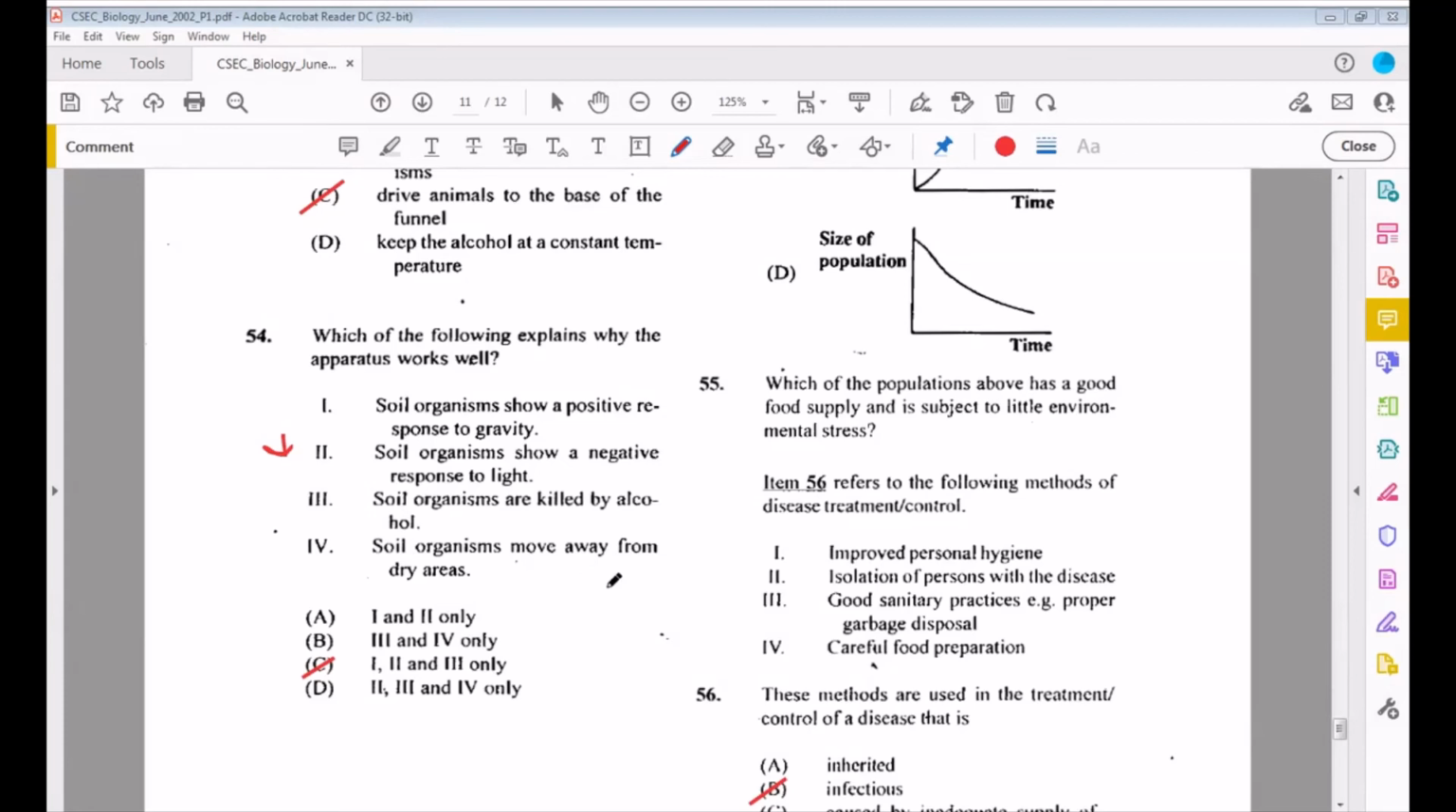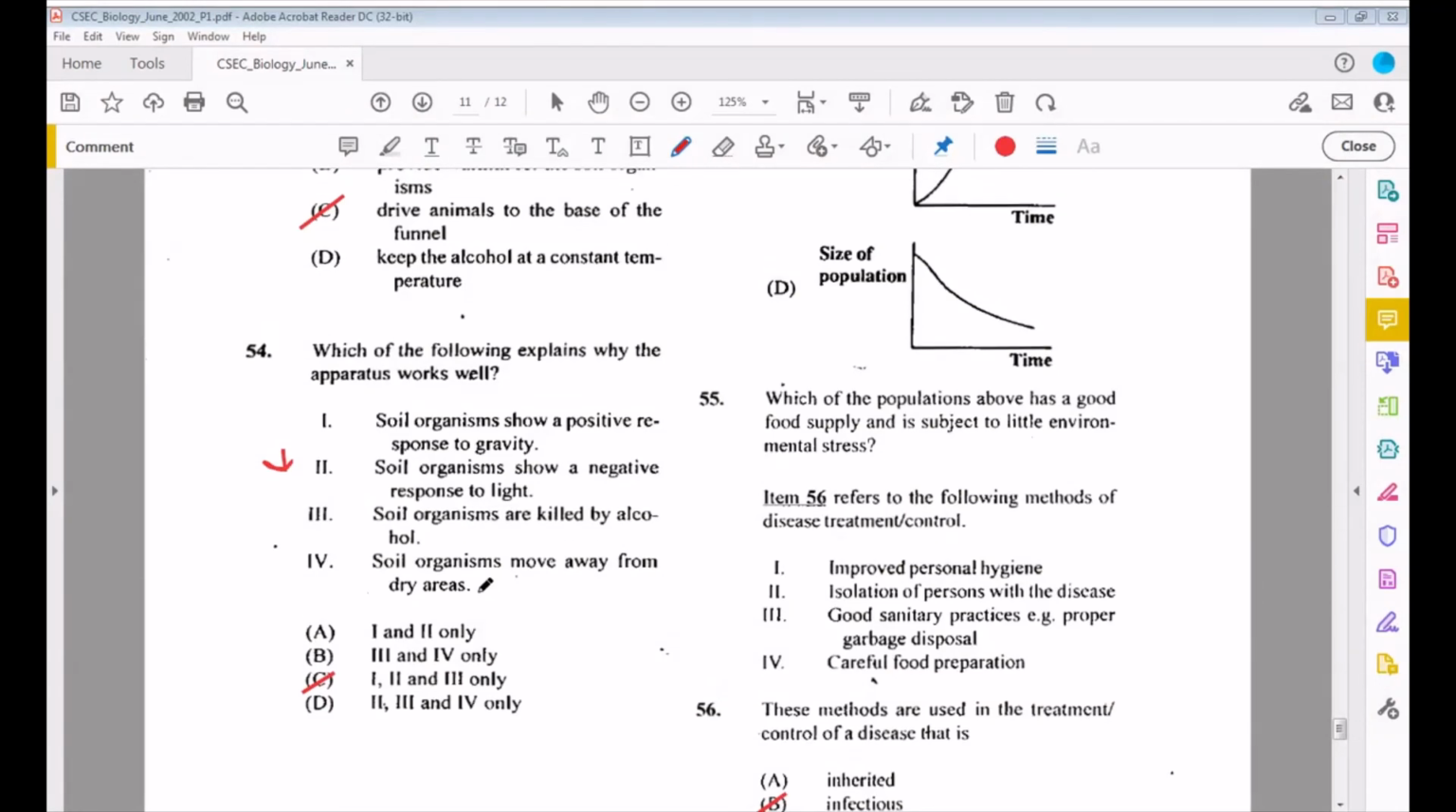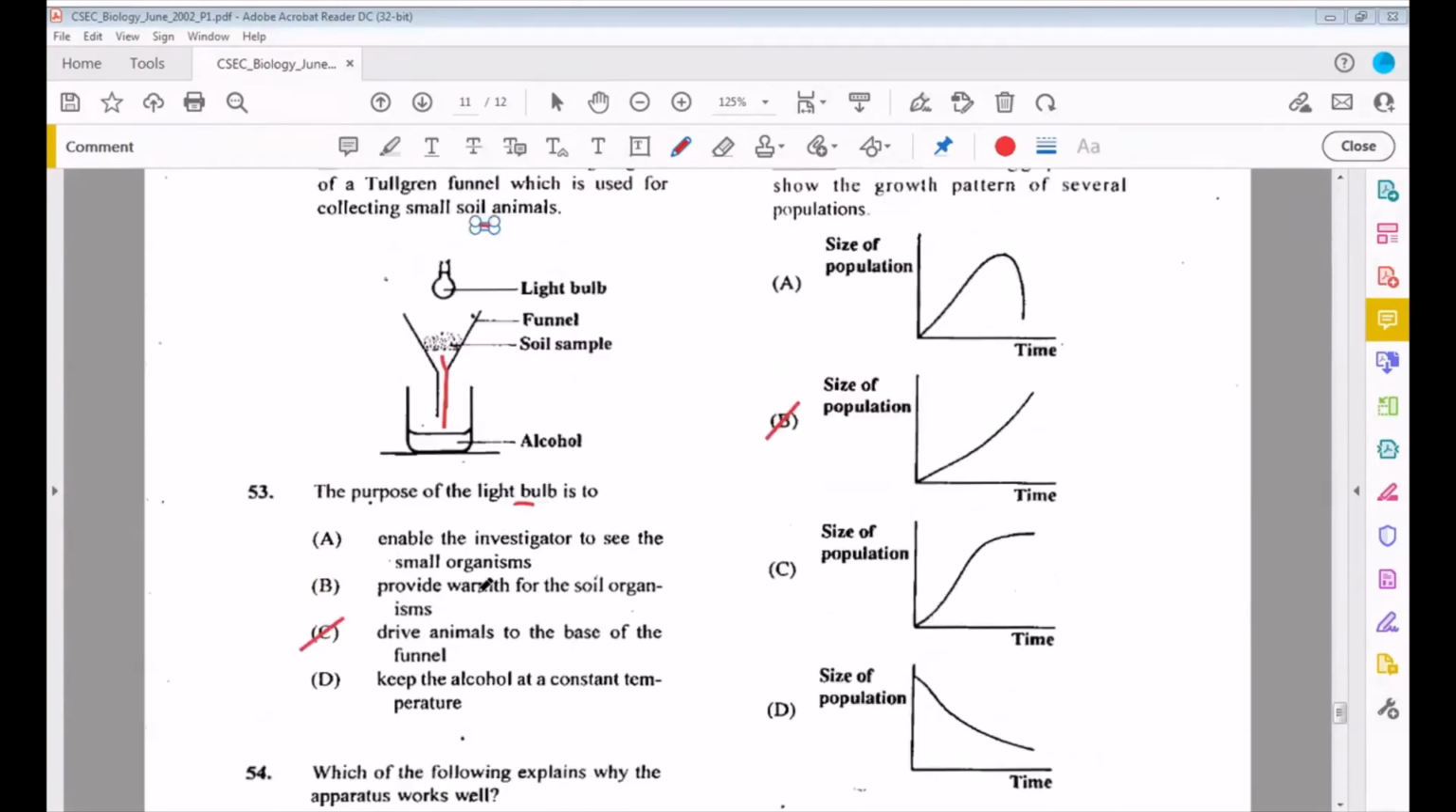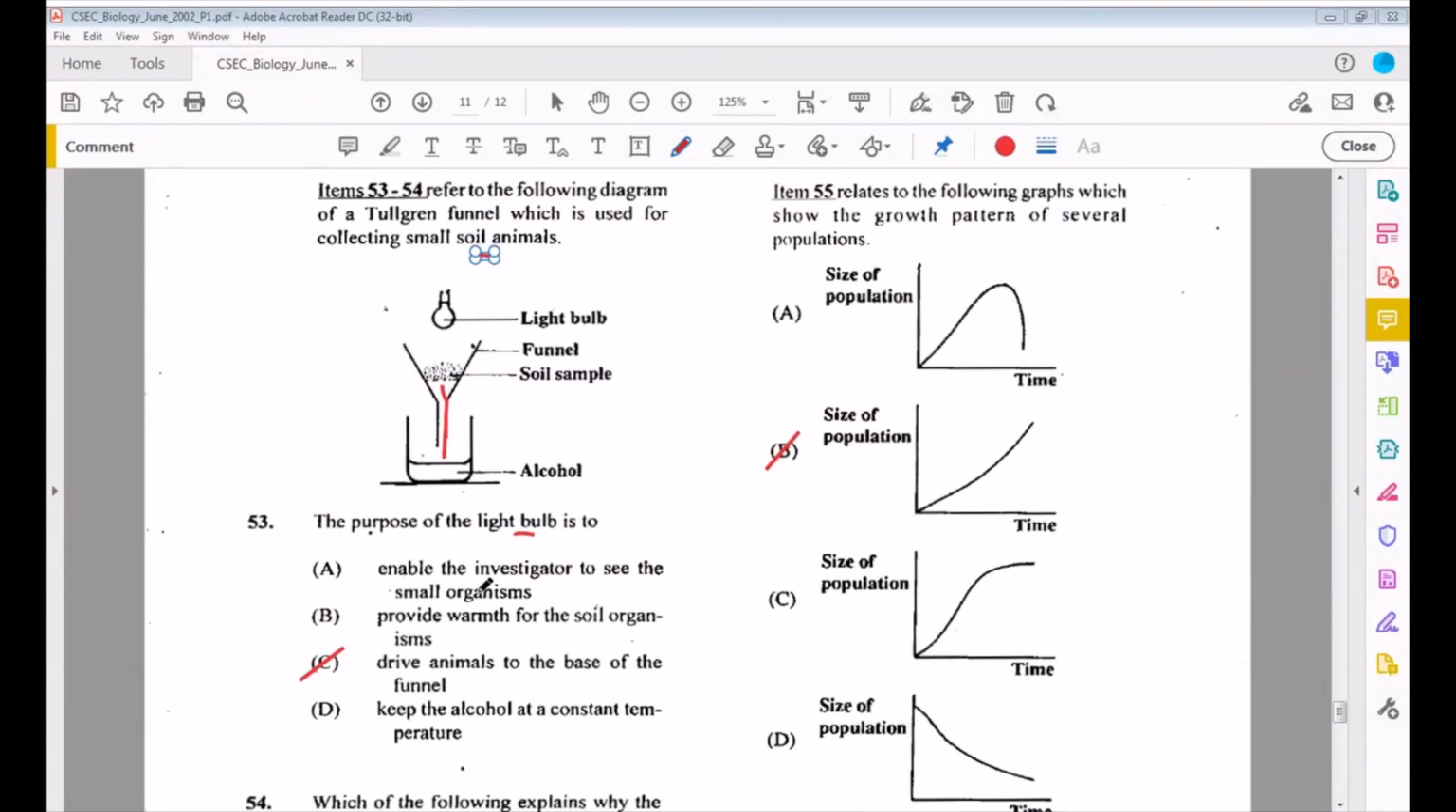Now, the soil organisms move away from dry areas. Yes, they like moisture, but this experiment doesn't have anything to do with moisture. They didn't tell us anything about the moisture of the soil. That's not what we're testing here.